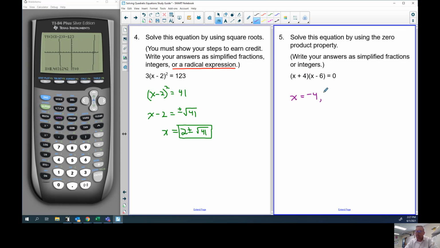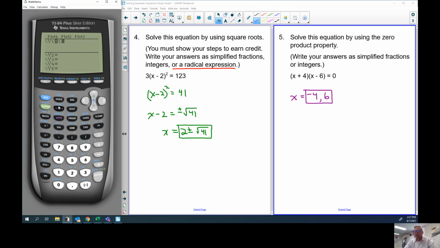0 times anything is 0. If x minus 6 is 0, it's because x is 6. 6 minus 6 is 0, and 0 times anything is 0. Obviously, if we graph this, it will have intercepts at negative 4 and positive 6. Hey, we got time. Why not?